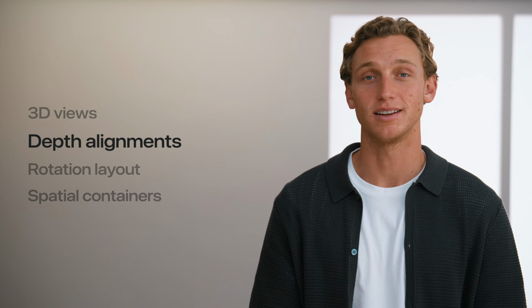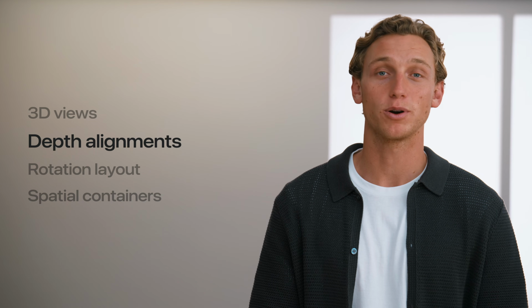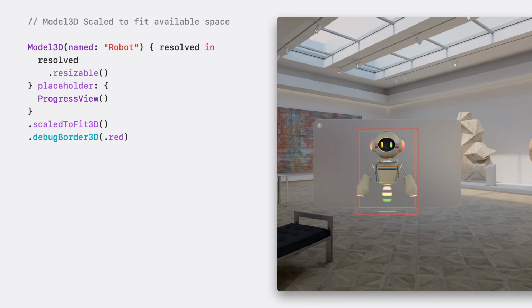Depth alignments are a new tool you can use to customize existing SwiftUI layout types to better accommodate 3D views and depth. If you've worked with vertical or horizontal alignments, these are going to feel familiar. I'd like to build a new volumetric window to display my favorite robots with the name and description of each. First, let's update the code for our robot Model 3D to make this more reusable.